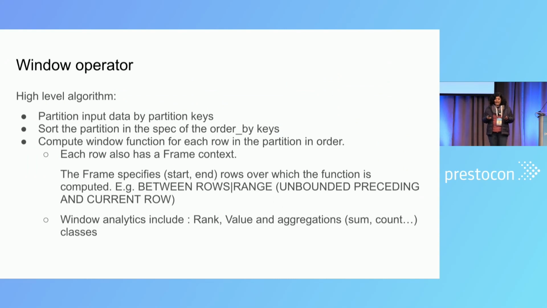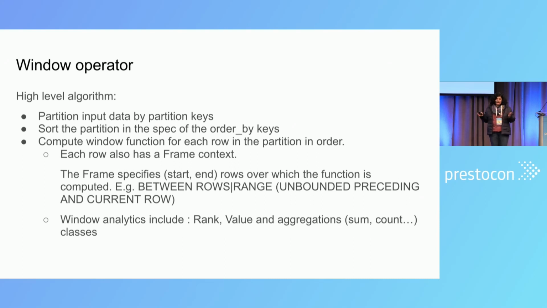Going over the high-level algorithm of the window operator, you partition your input data by partition keys, sort each partition in the spec of the order by keys, and then compute the window function. Each row also has a frame context. You take your partition, figure out the frame boundaries for each row at a time, and then give this over to the window function, and the window function goes ahead and computes it.